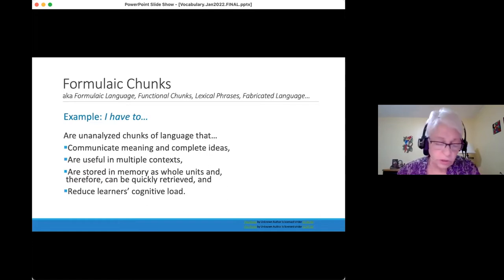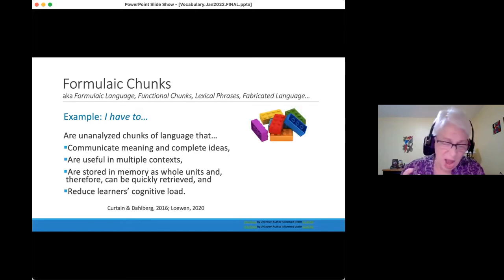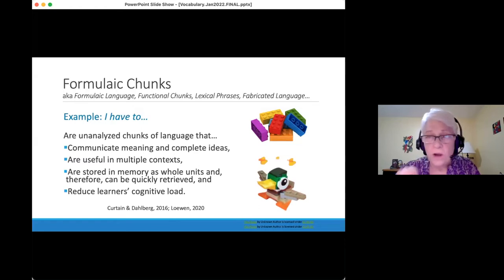So in other words, instead of having to figure out and take the time to put all of the linguistic pieces together, like these individual Legos, the learners have one piece that communicates meaning that they can retrieve very quickly.